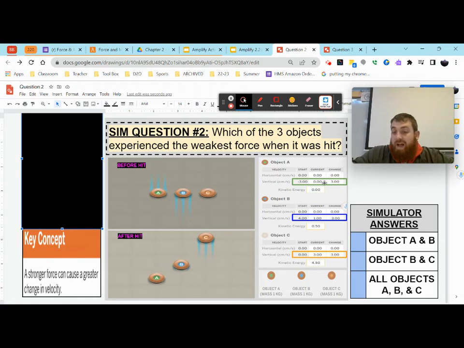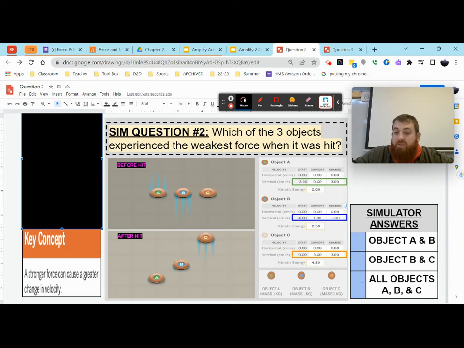Just because one object sped up or slowed down or started moving or stopped moving doesn't matter. The reason it doesn't matter is because all of our objects have the same mass. They're all the same object. So this could be 3 ping pong balls. This could be 3 golf balls. It doesn't matter. All three objects experience the same strength force because they all change their velocity the same.